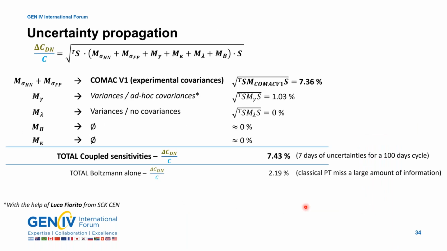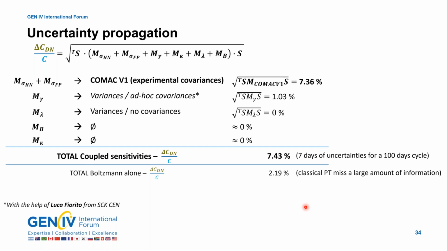So if we want to determine the nuclear data uncertainties, we need those sensitivities and a global covariance matrix for every nuclear data used during the fuel depletion evolution problem. For the nuclear data library that we are using, JEF 3.1.1, we have the COMAC V1 covariance matrix, which is an experimental covariance matrix.